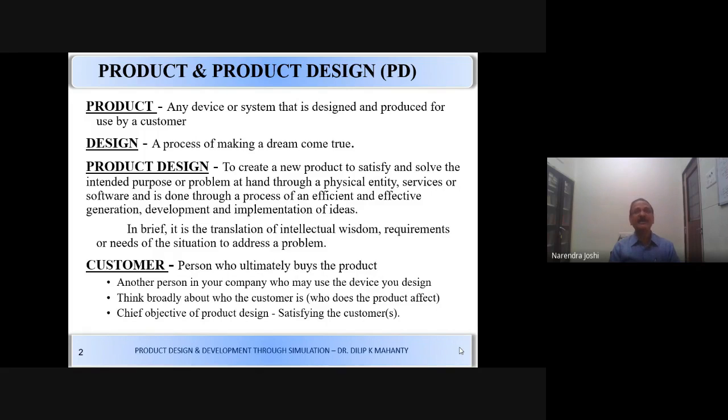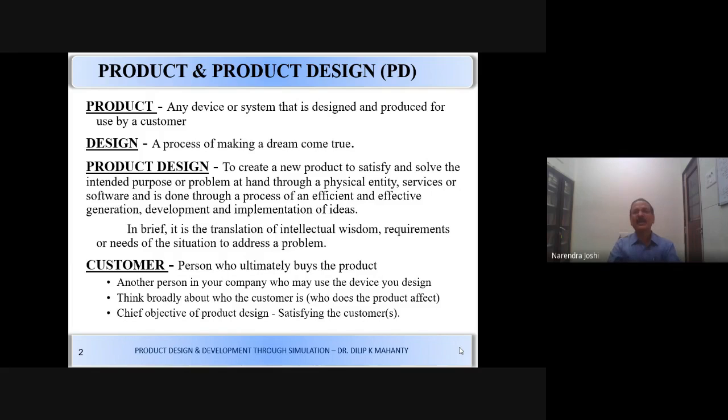So when a product is there, we need to design. Design is a process of making a dream come true. How do I make what I thought about? I have a dream and I want to make it happen. So there is a design process which makes that dream a physical reality, or a virtual reality also. Both together become product design.